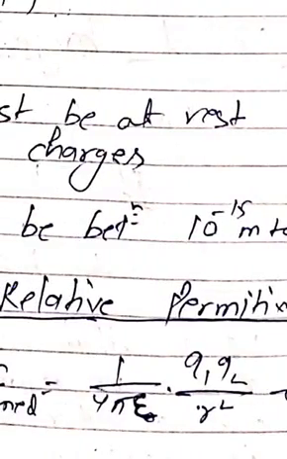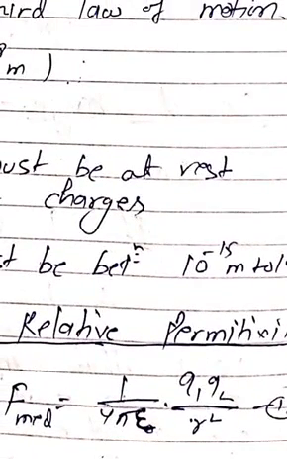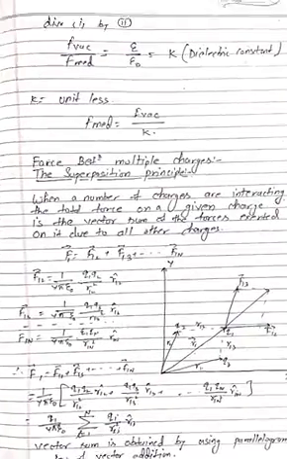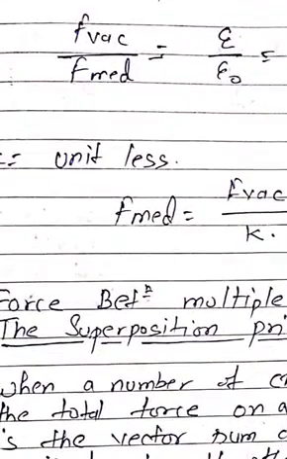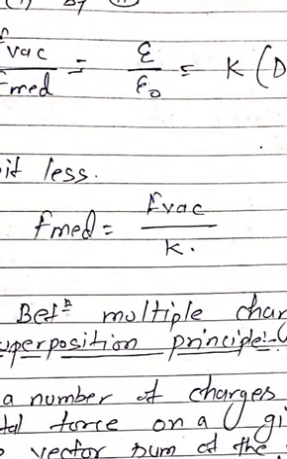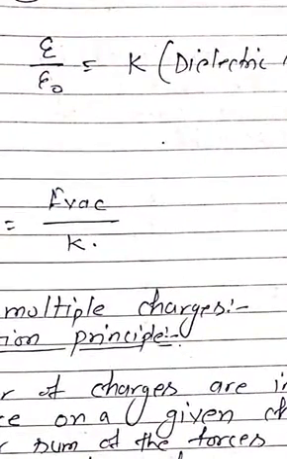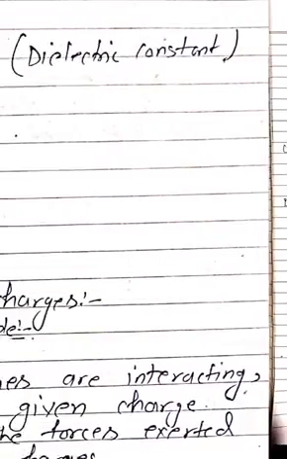Now we are going for equation 2. Suppose it is a medium, we write 1 by 4 pi epsilon Q1 Q2 by R square. Here you can see with epsilon there is no naught, because it is the permittivity of a medium, not of vacuum. Now we will divide equation 1 by equation 2. What will we get? F vacuum by F medium. Everything will cancel, and only epsilon by epsilon naught will be there, which is equal to K. This K is known as dielectric constant.